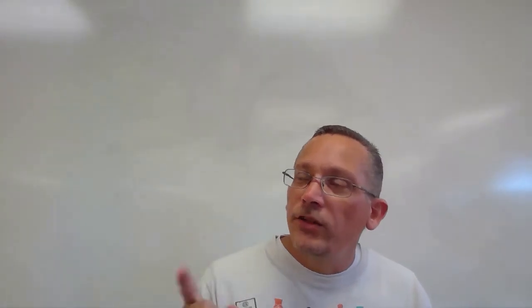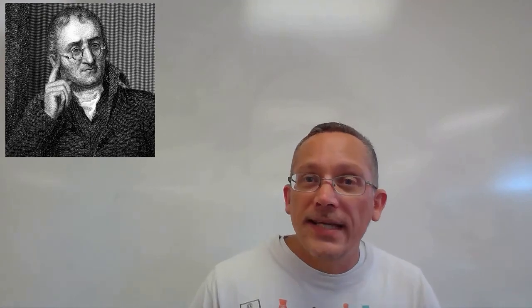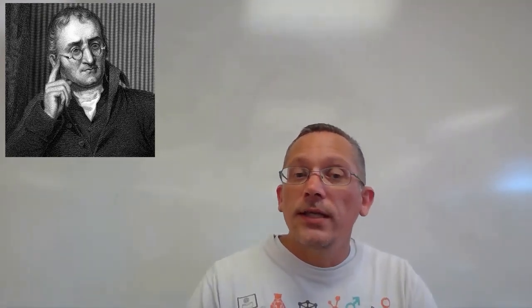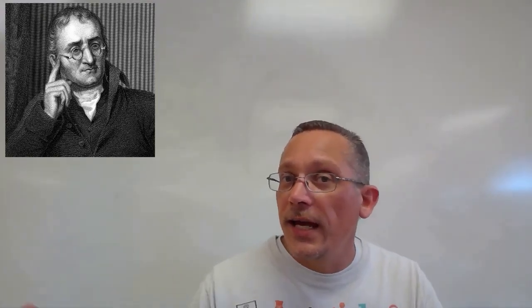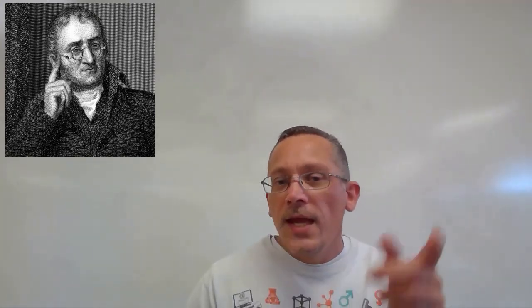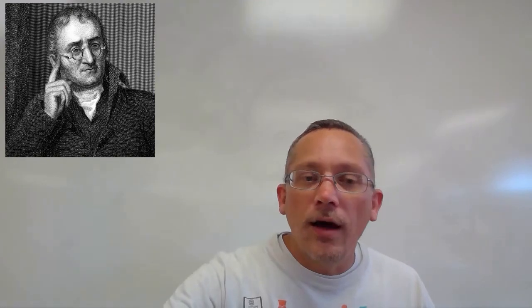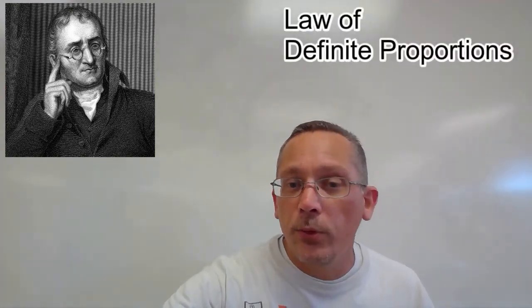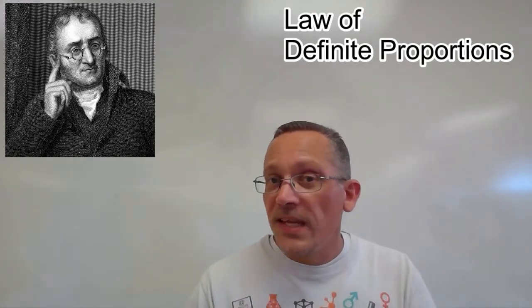There was a guy by the name of John Dalton. John Dalton was an important English chemist, and he found that when substances break down, they always break down into the same ratio. So for example, when you break down water into hydrogen and oxygen, you always get twice as much hydrogen as oxygen. And he also found that the reverse was true, that when you combine substances, they always combine in the same ratio. And this he called the law of definite proportions. The law of definite proportions stated that substances always either combine or break down in the same ratio, right?